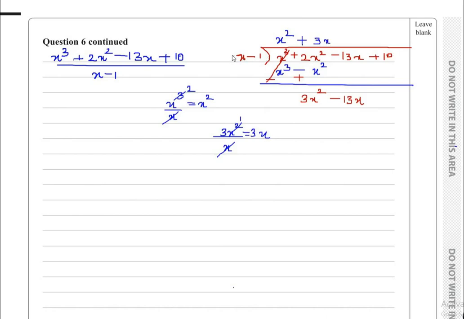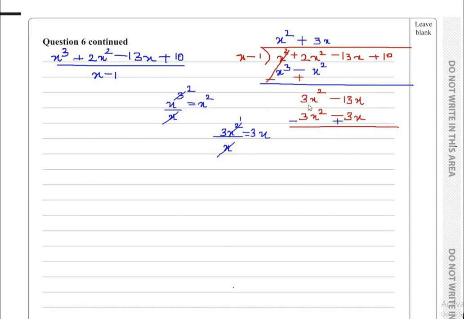Now we are going to multiply x with 3x. That gives us 3x squared. And we are going to multiply the negative 1 with 3x. That gives us negative 3x. Same thing, we are going to flip the signs of the second equation. Whatever is plus, we are going to make minus, and whatever is minus, we are going to make plus.